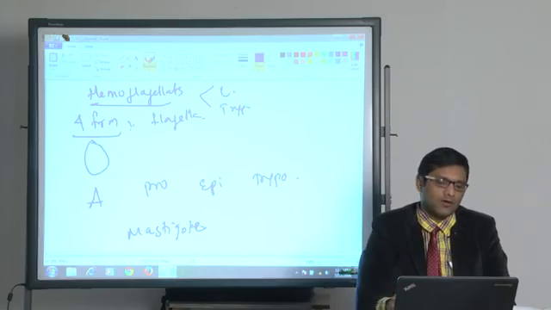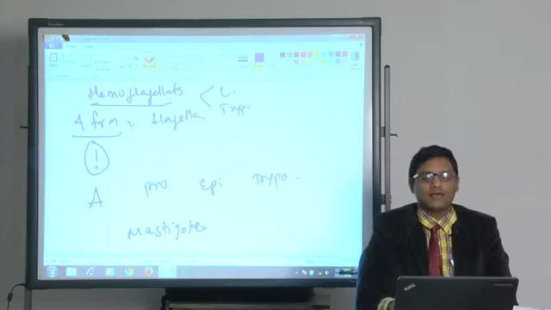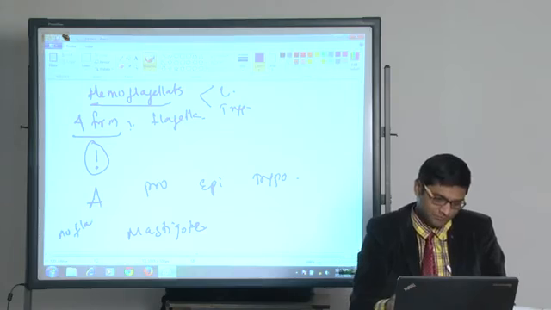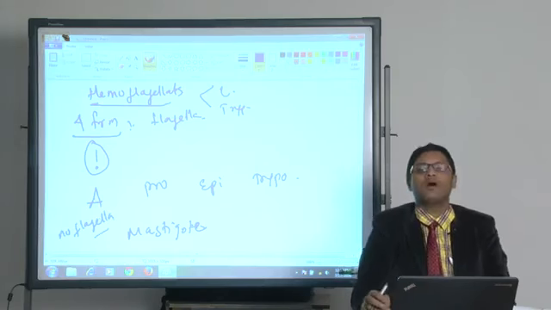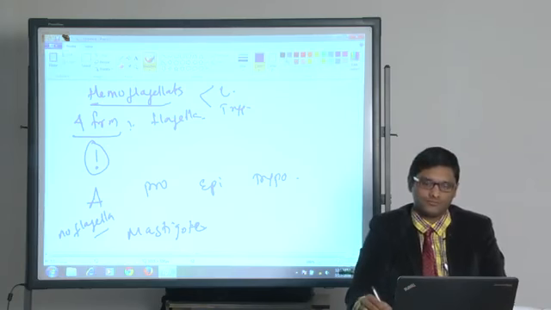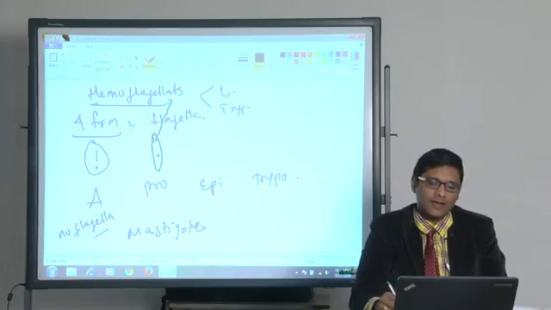There are 4 morphological forms. Amastigote form is round, having a kinetoplast inside, but there is no flagella outside. So, absence of flagella, that is why it is called the amastigote form. Promastigote form, flagella is present anteriorly, anterior flagella.